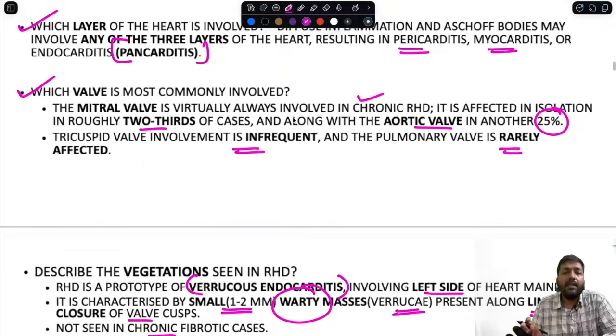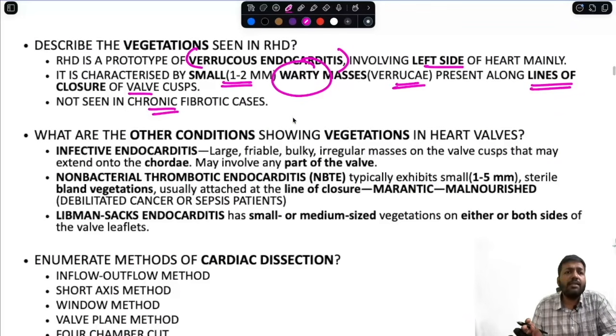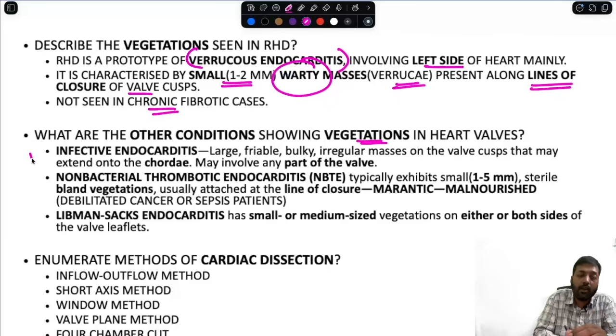Okay, now next is, when the question of vegetation comes, then the gross differential will be there. So what are the other conditions showing vegetations in the heart valve? These are infective endocarditis. Over here you will see large, friable, bulky, irregular mass on the valve cusp that may extend onto the chordae, may involve any part of the valve.